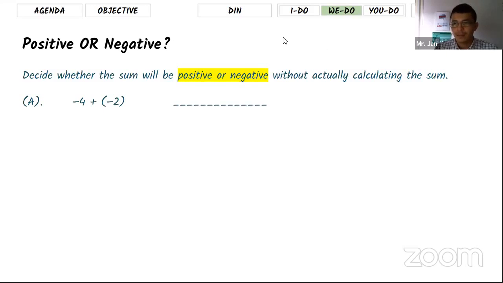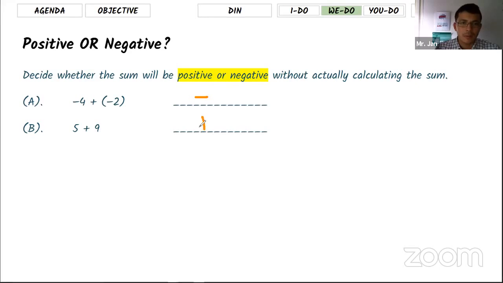Okay, I have a couple. Yes, it is negative. So when you add two negative numbers, the result will be negative. Thank you. So the next question is, when you add two positive numbers, do you think the result will be positive or negative? Yes, it is. Thank you so much. It is positive because both numbers are positive.